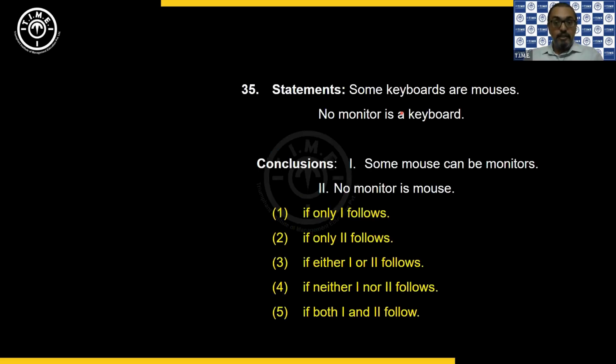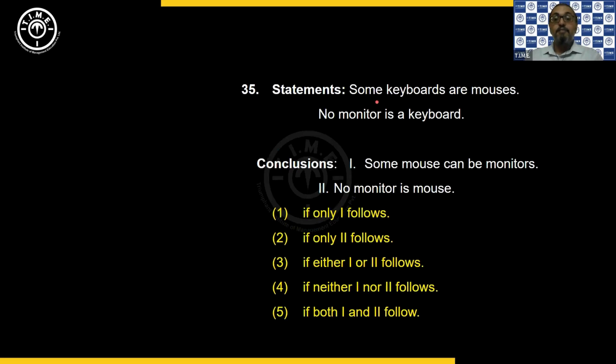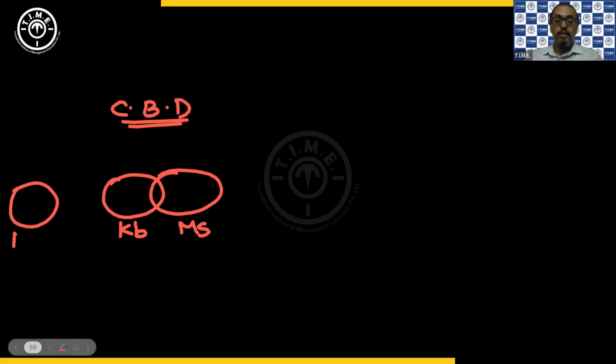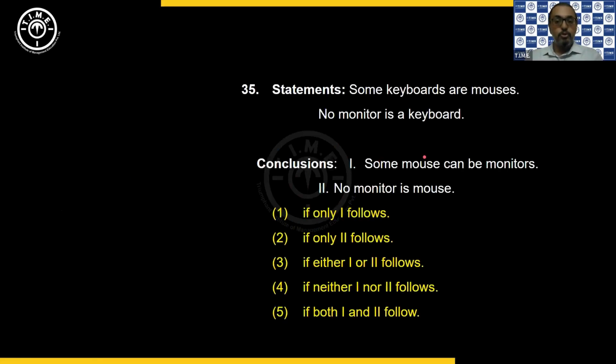The next one, yes. Coming to the next, we have some keyboards are mouses. So some keyboards are mouses, and then no monitor is a keyboard. So no monitor is a keyboard like this. So that's our combined basic diagram. Now coming to the conclusions.